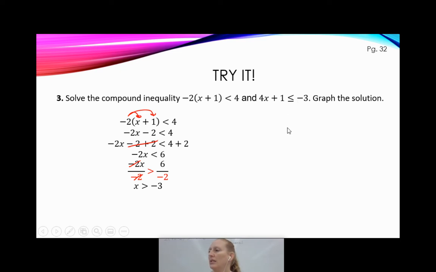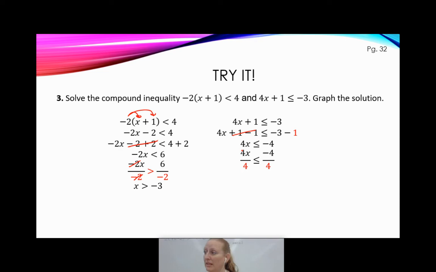Here's our other one. So let's solve the second one. Compound inequality. I've got two to solve, two for the price of one. So let's solve this one. I'll go ahead and subtract 1 from both sides to make those cancel out. -3 minus 1 is a -4. I'll go ahead and divide both sides by 4. Because it's positive, I don't need to flip the inequality, so those are gone. And of course, -4 divided by 4 is a -1. So x is less than or equal to -1.